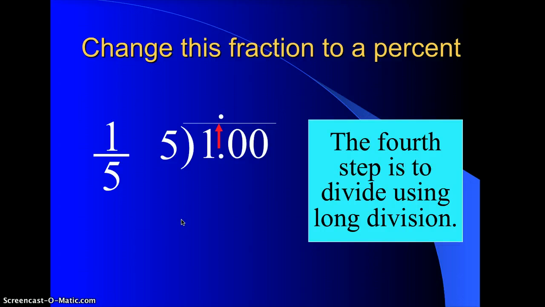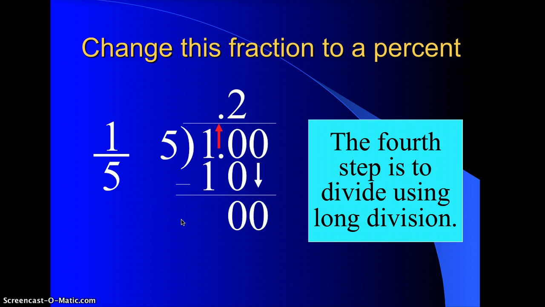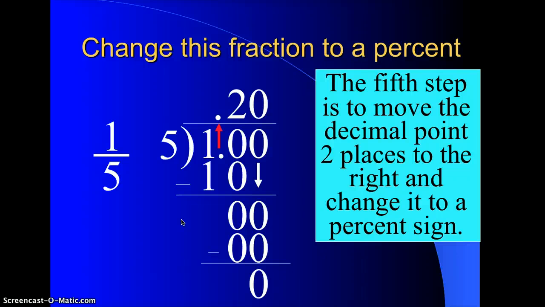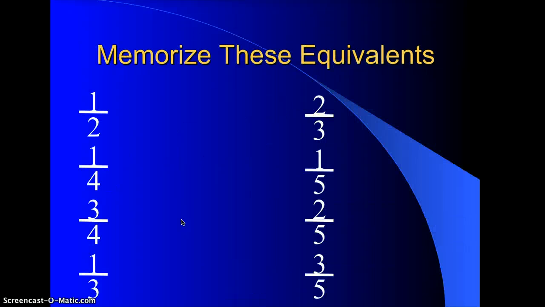So you say 10 divided by 5 is 2. 5 times 2 is 10. Let's put that underneath and subtract. All right, bring down your 0. 5 can go into 0 0 times. This is kind of unnecessary, but subtract your zeros out. And there you go. So now I have 0.20. So 1/5 is equivalent to 20 hundredths. And so remember, take that decimal, move it over 2 places to the right, and turn it into a percent sign. So 1/5 equals 20%.